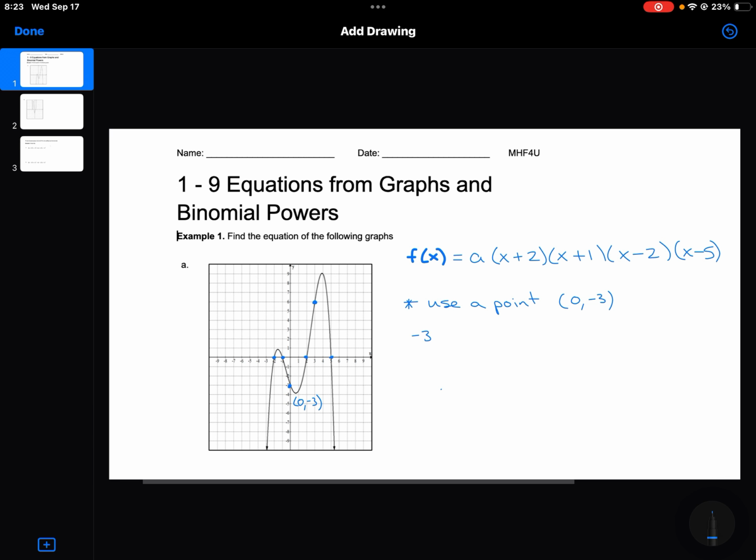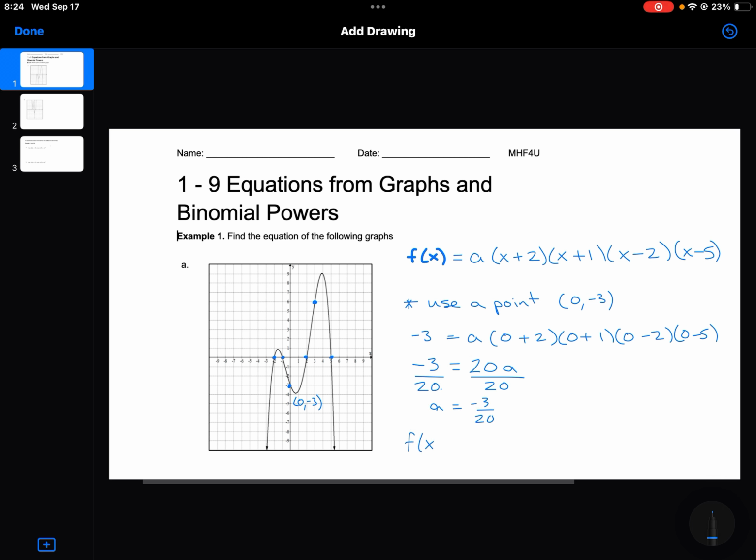I'm going to put in -3 for f at x, leave my a. Got 0 plus 2, 0 plus 1, 0 minus 2, 0 minus 5. This means I get -3 equals 2 times 1 is 2. 2 times -2 is -4. -4 times -5 is +20. Then I'm going to divide both sides by the 20. And that gets me that a equals -3/20.